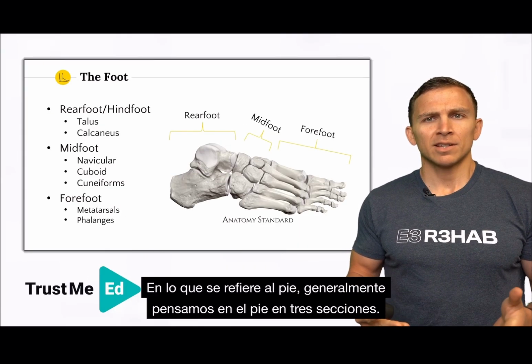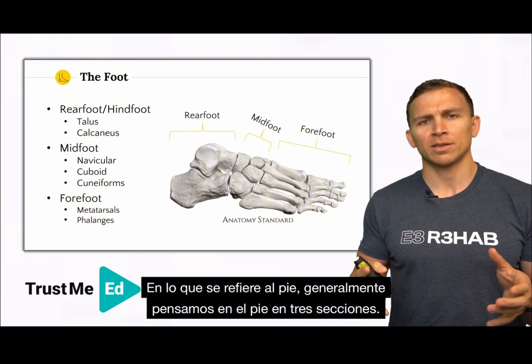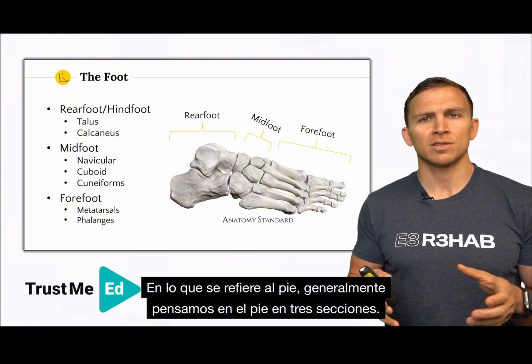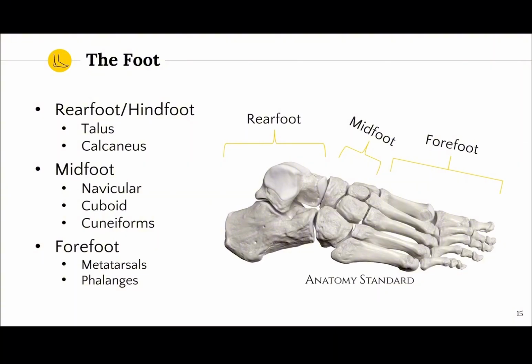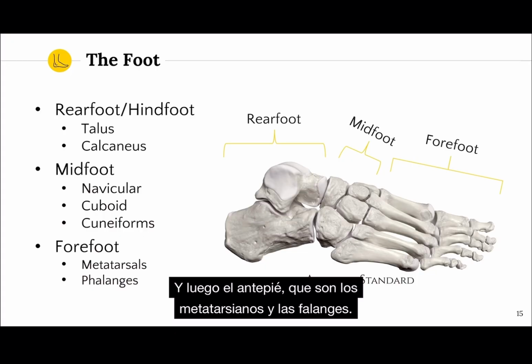As it relates to the foot, usually we think about the foot in 3 sections. So we have the rear foot or hind foot, which is the talus and calcaneus, the midfoot, which is the navicular, cuboid, and 3 cuneiforms, and then the forefoot, which is the metatarsals and phalanges.